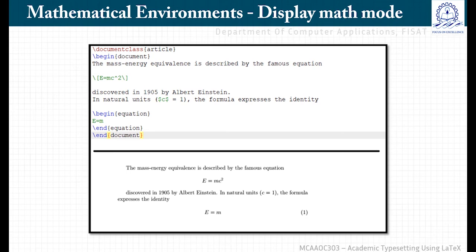E equal to mc square, that is our first equation. How is it achieved? Slash square bracket E equals mc, and I am using a caret to display the square. Here I am using a special symbol, caret, to display the square. We will come to that later. Discovered in 1900 by Albert Einstein, the sentence is there. In natural units, I am using a dollar sign to display the constant c. c is equal to 1. The formula expresses the identity. See, the output will be like this.